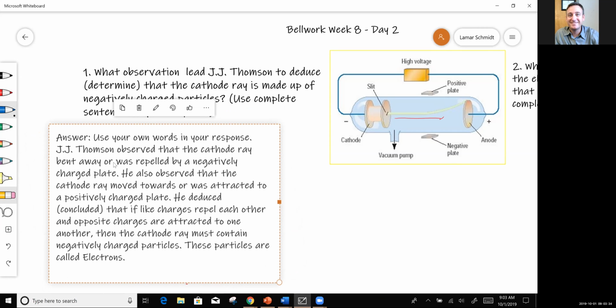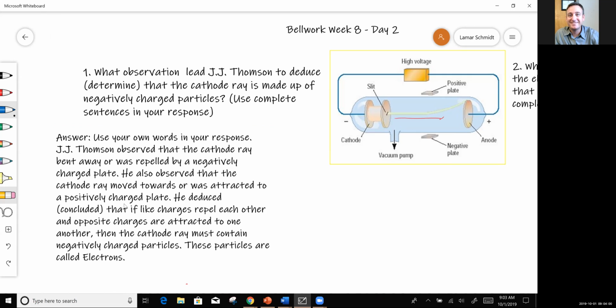J.J. Thomson observed that the cathode ray bent away or was repelled by a negatively charged plate. He also observed that the cathode ray moved towards or was attracted to a positively charged plate, and that's what we see in the picture. He deduced or concluded that if like charges repel each other and opposite charges are attracted to one another, then the cathode ray must contain negatively charged particles. These particles are called electrons. So make sure your answer has those components in it, and you should get full credit. But it should not be identical to that answer.